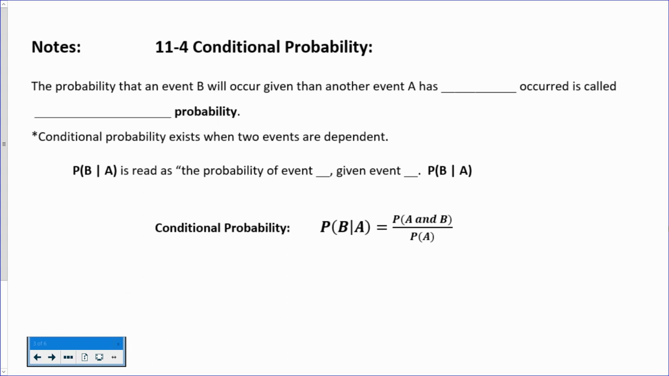Okay, today's notes are on 11.4 conditional probability, and there's another handout to go with these notes.